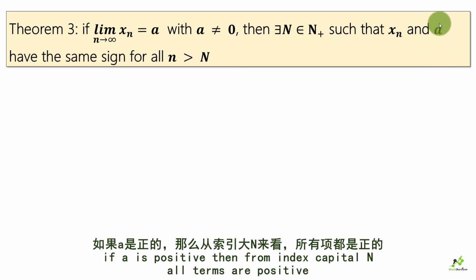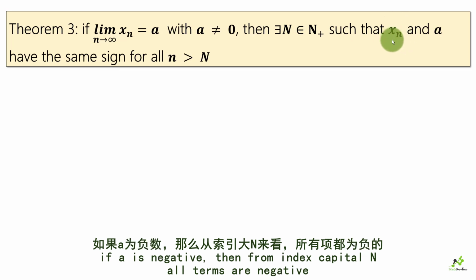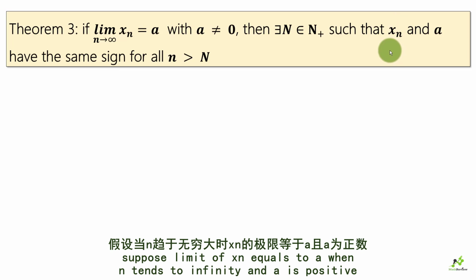If a is positive, then from index N, all terms are positive. If a is negative, then from index N, all terms are negative. Suppose the limit of xn equals a when n tends to infinity, and a is positive.